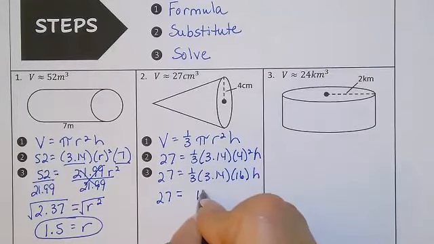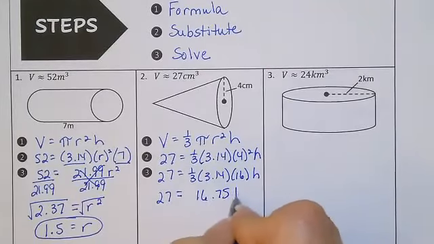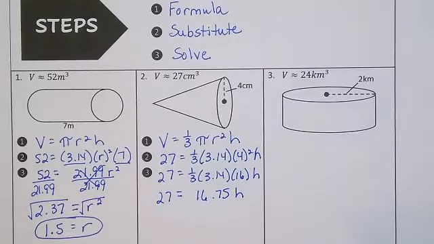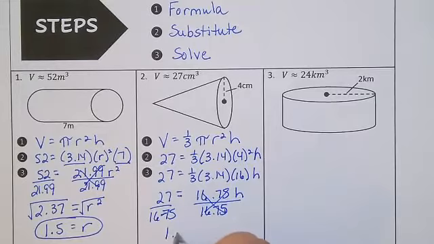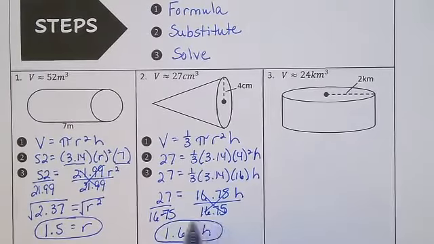And that gives me 16.75. Okay, still need to get height h all by itself. So I'm going to divide both sides by 16.75. And that gives me 1.6. So that means the height of this cone is 1.6 centimeters.